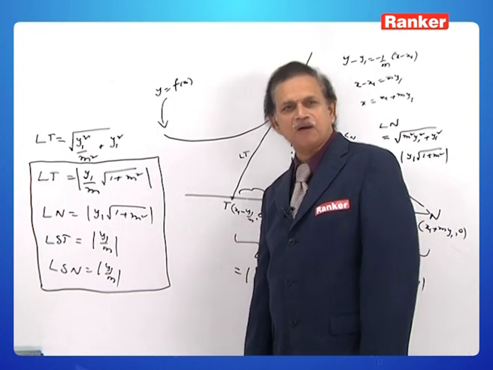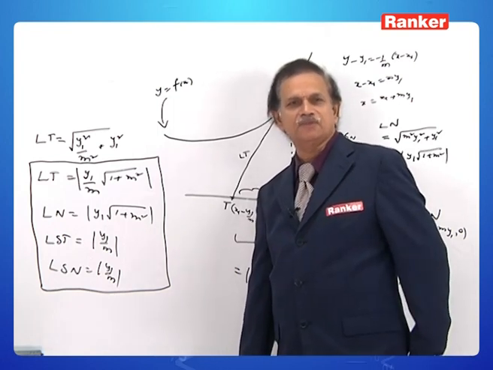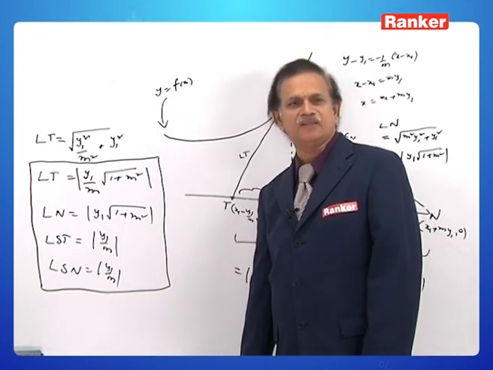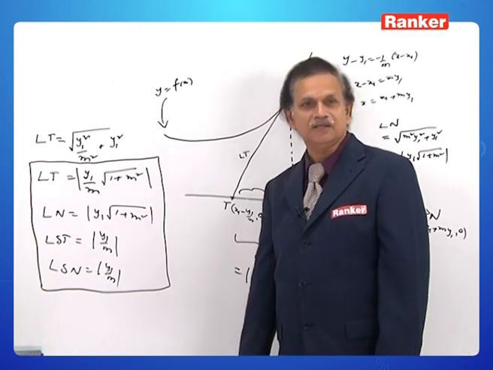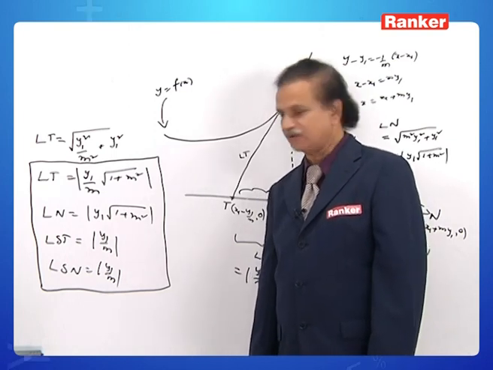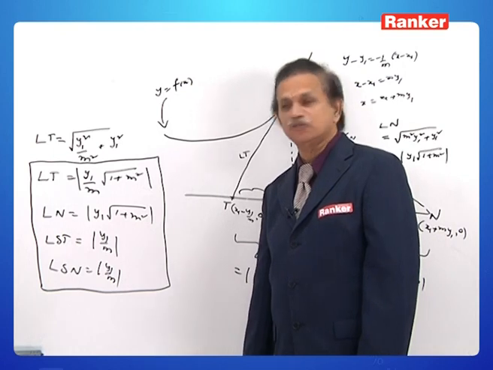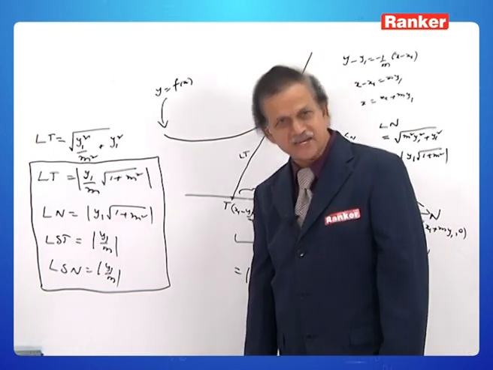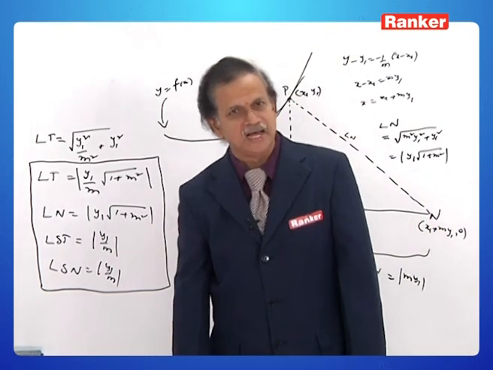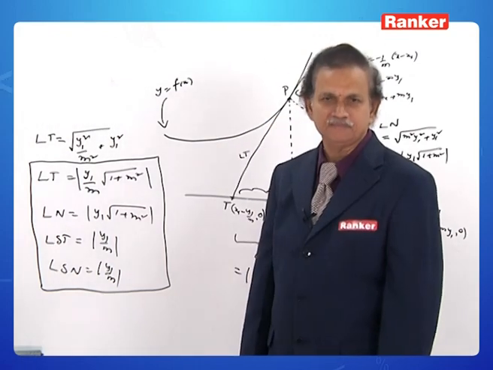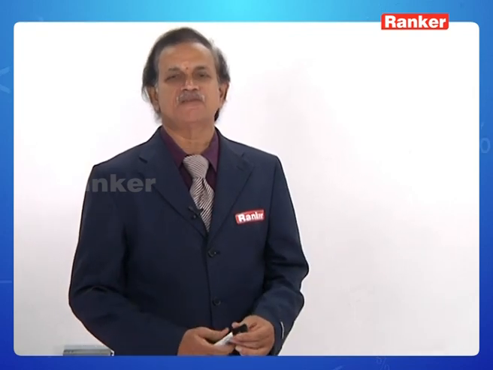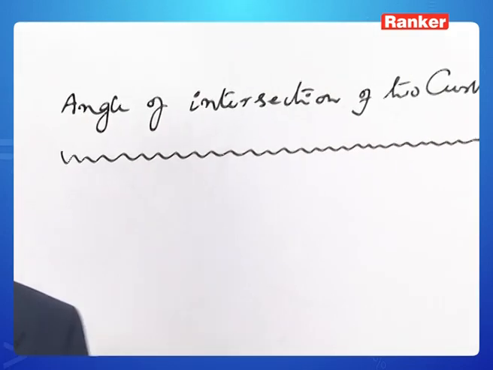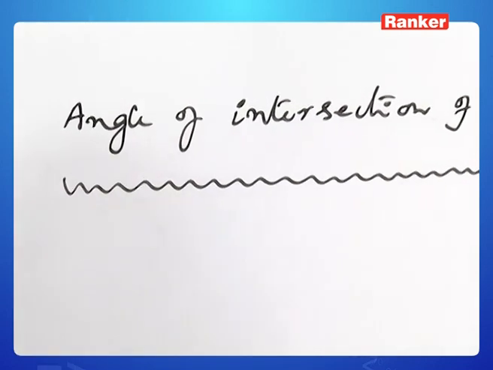This is about length of the tangent, length of the normal, length of the subtangent, and length of the subnormal. Yes, it is important to note them down in your mind, to reuse them as and when they are required. We shall now switch over to a new topic, namely angle of intersection of two curves.